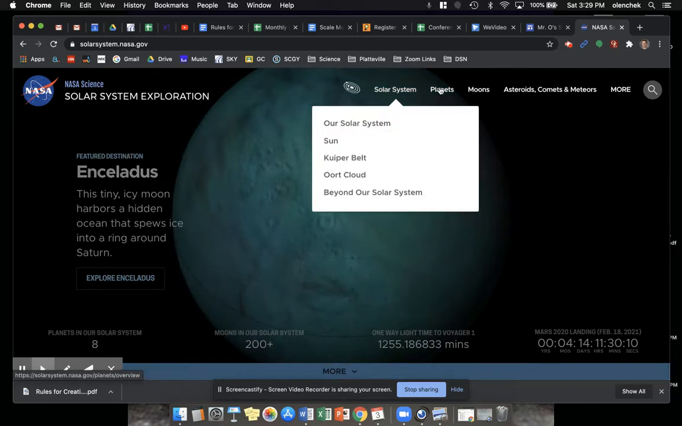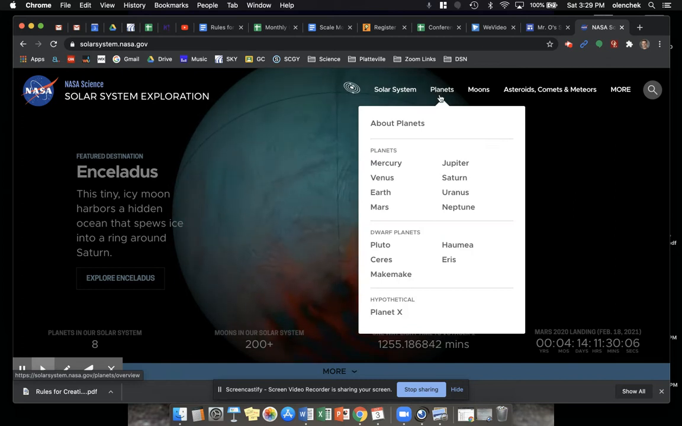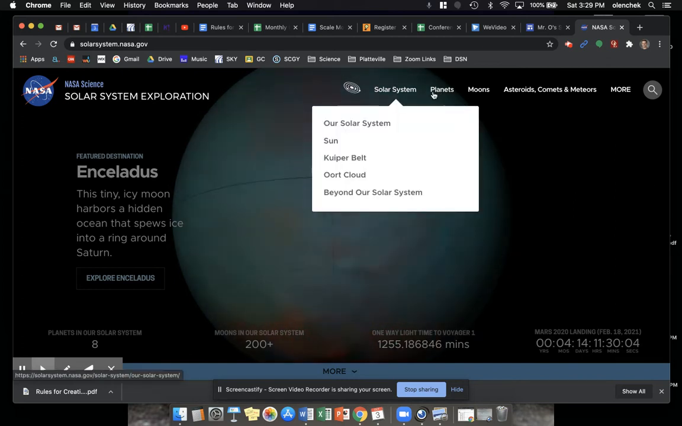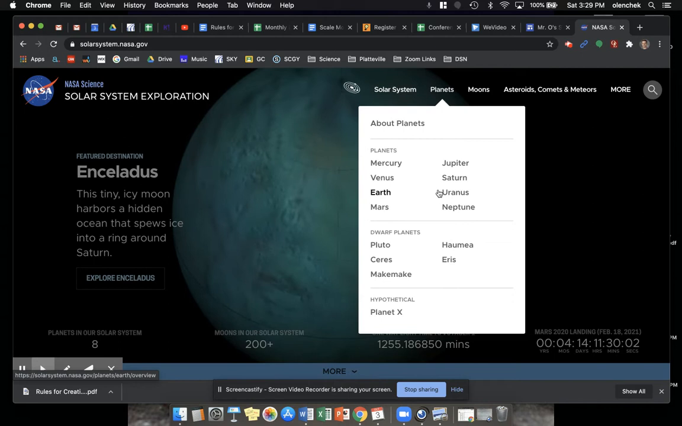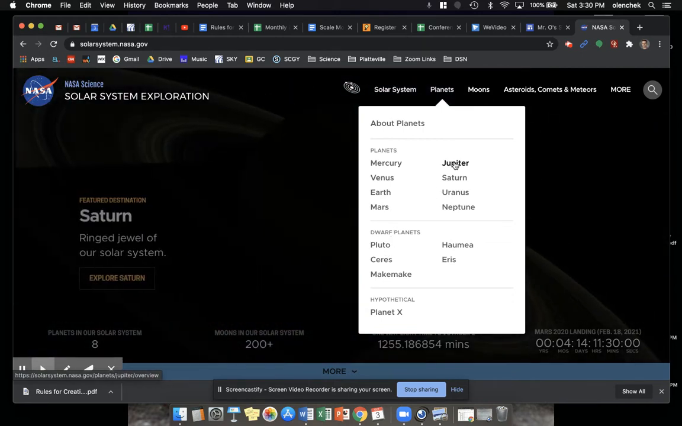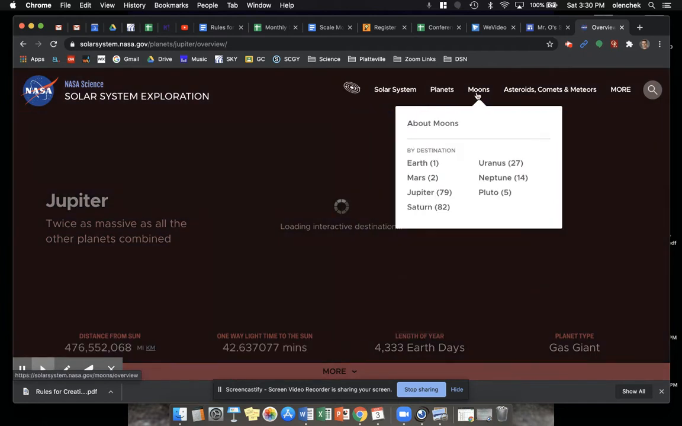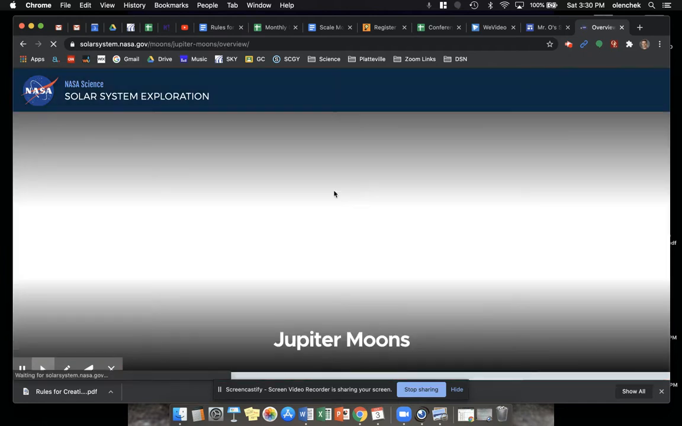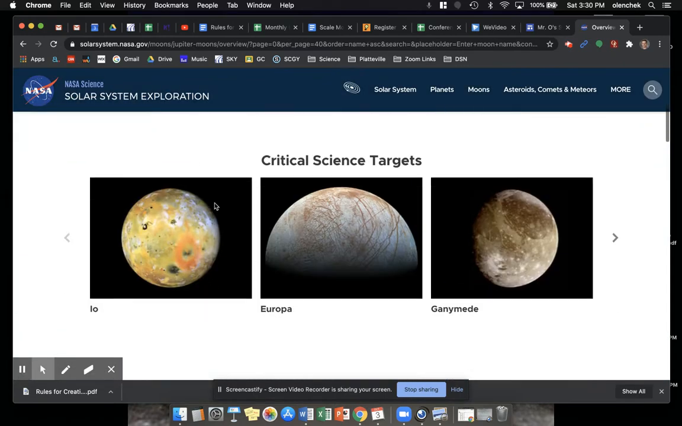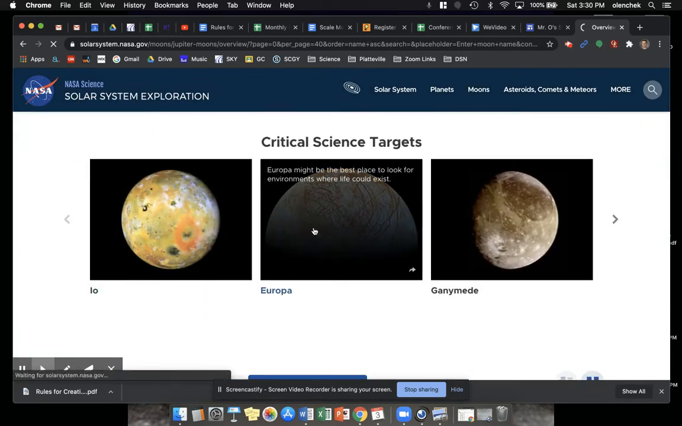Now, if you happen to be doing those objects, great. But the easiest way to find them is, let's do Europa first. Europa is the moon of Jupiter. I'm going to click on Jupiter. Oh, wait, oops, wrong one. I've got to go to moons. Moons of Jupiter right here. Then I scroll down, I find it, there's Europa.